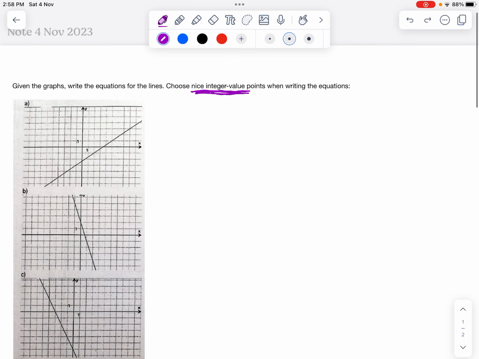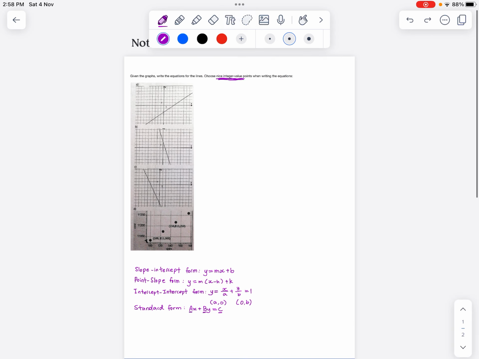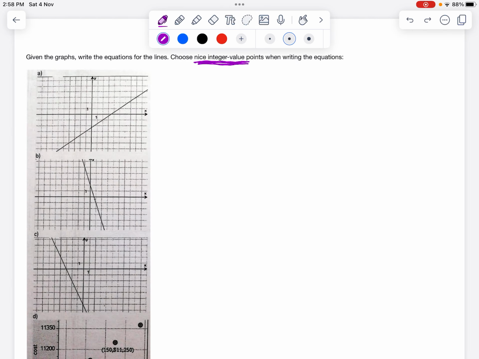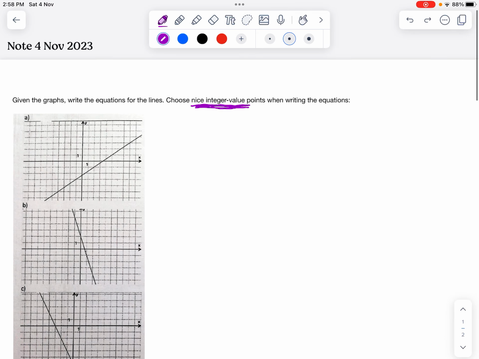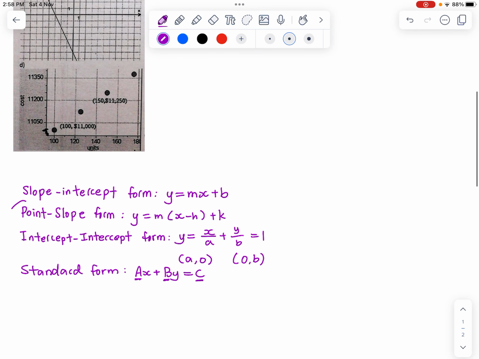And so here we want to use one of these forms that is the easiest to apply for this graph. For the first one, you can see that we can't really see clearly the intercepts, so we don't want to use intercept form. How about slope-intercept form? Remember it's y equals mx plus b. The b is kind of hard to see because it is a decimal, so we don't want that. So our last option is probably point slope form.